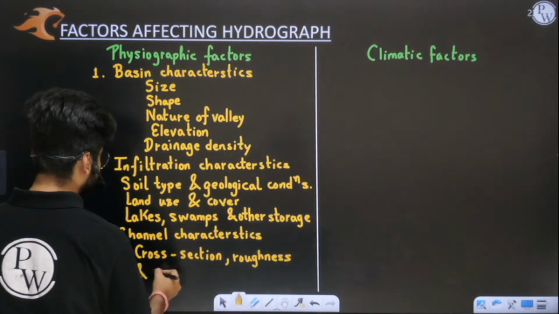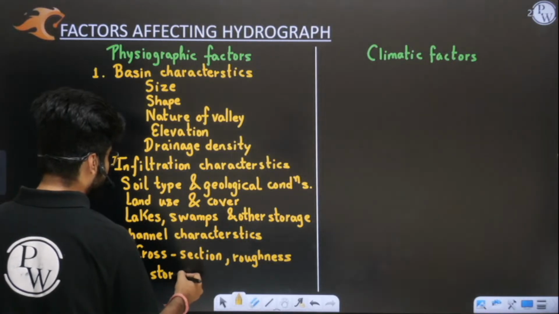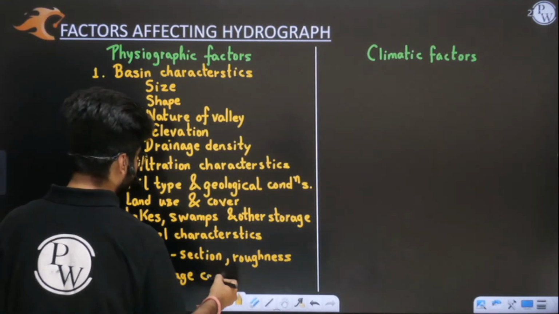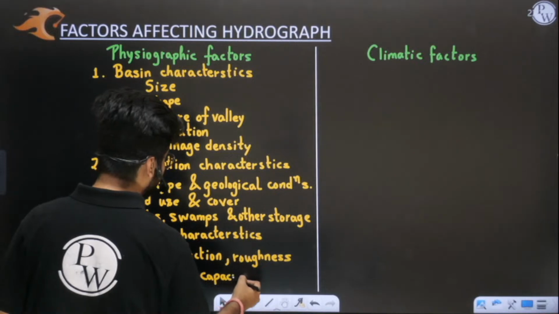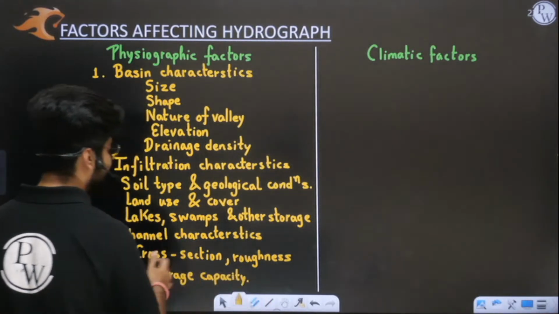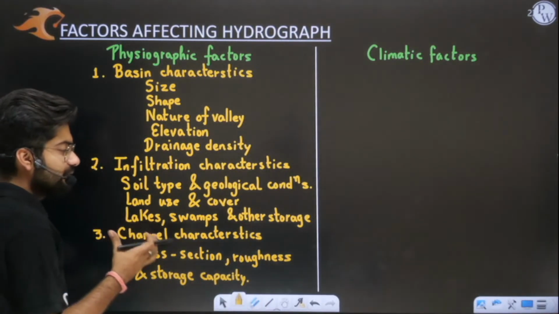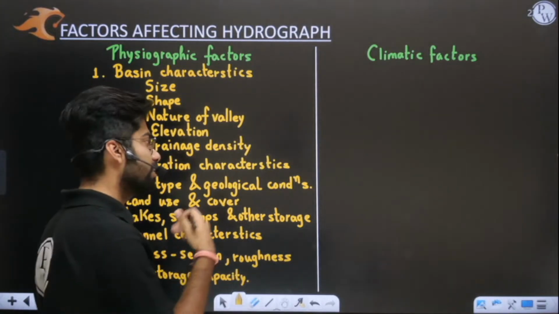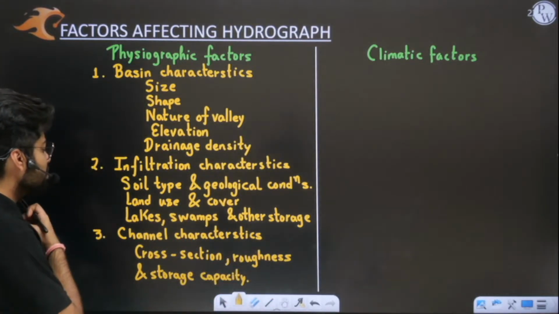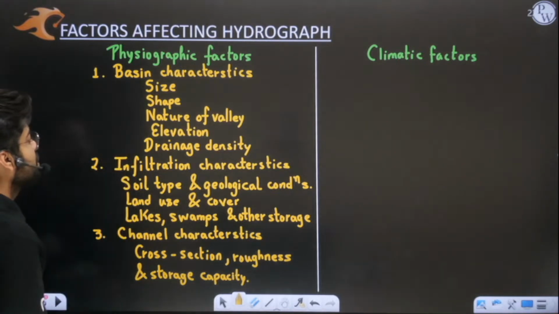And what is the storage capacity of the channel? If your channel has huge storage, then obviously water reaching your outlet will be less, because the channel will store more water. When the channel stores more water, the discharge reaching there will be less. So obviously all these factors will influence the shape of your hydrograph.